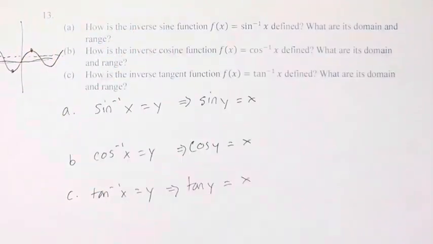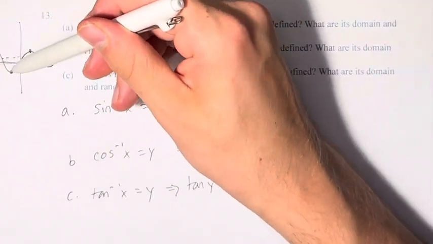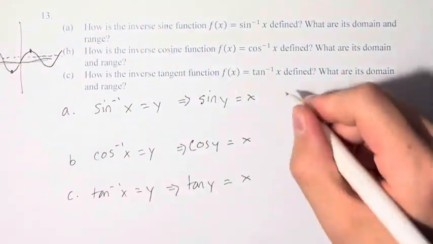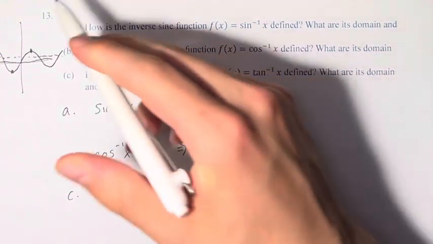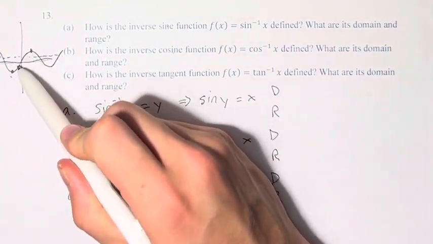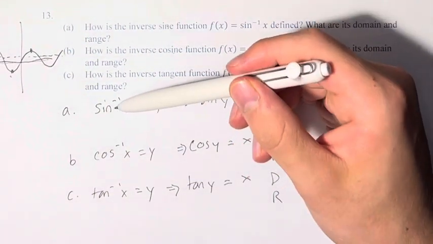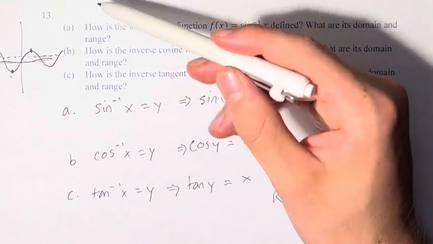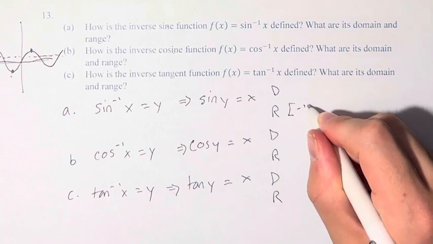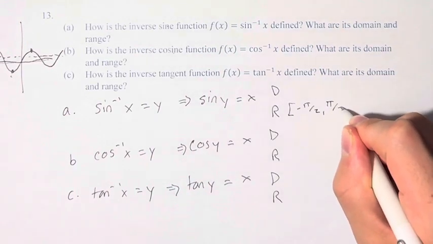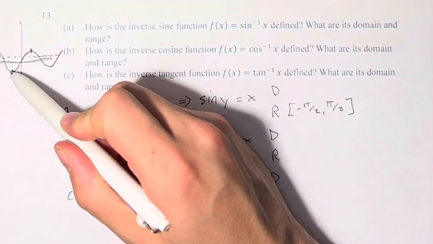For the sine function, that was chosen from negative pi over 2 to pi over 2. So these are the values on the sine function for which the inverse sine is derived. Therefore, if this is in the domain of sine, it's in the range of the inverse of sine. And the domain is the values which it hits, which is from negative 1 to 1.